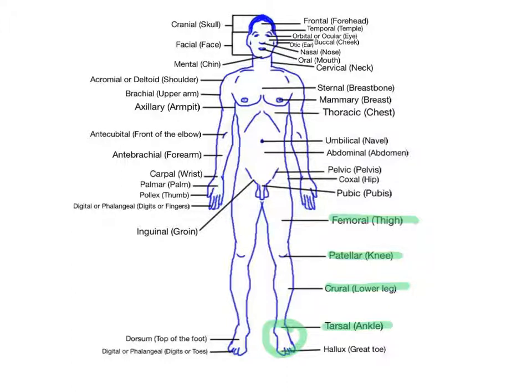Tarsal is the ankle. Remember that the tarsals are closer to your toes. The dorsum is the top of the foot. Digital or phalangeal, that's the digits or the toes, the same terms that we use to describe the fingers. And hallux is the great toe.